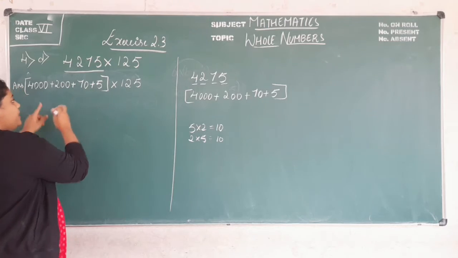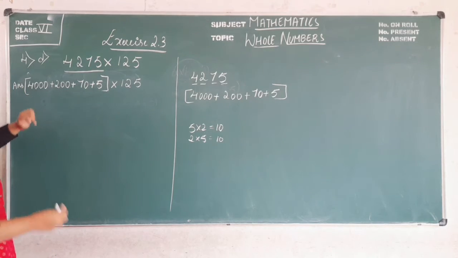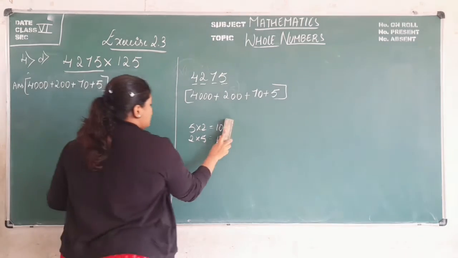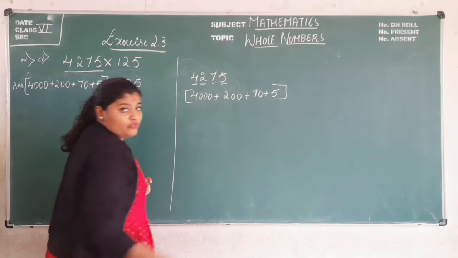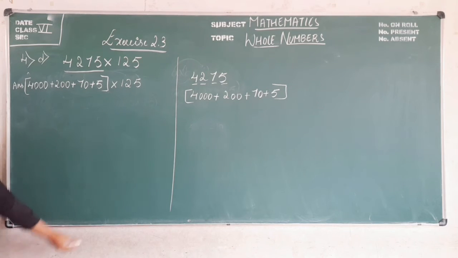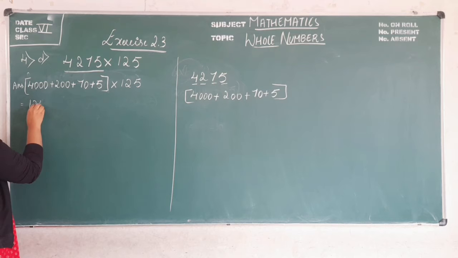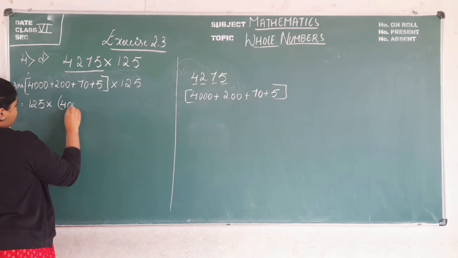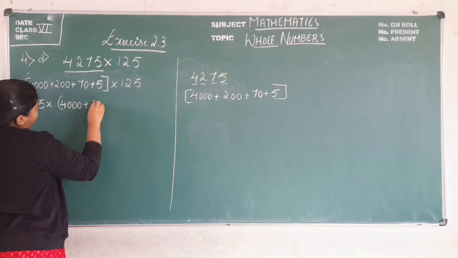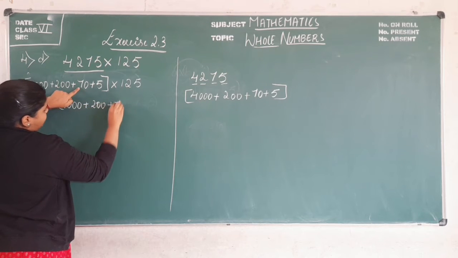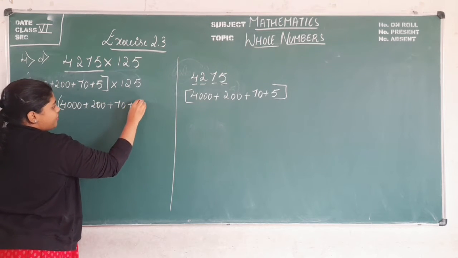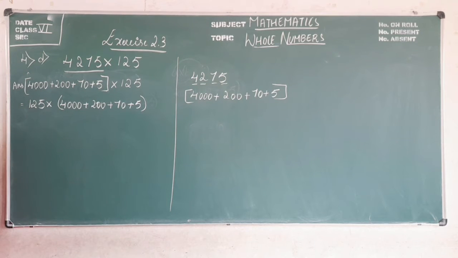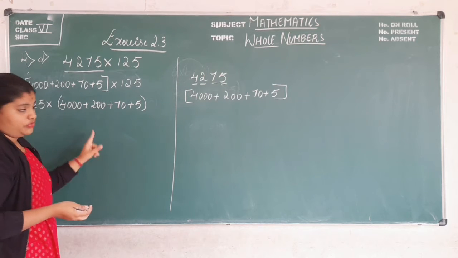So first I will be writing 125, then I will be writing the whole bracket. I am just changing the order of the numbers. So first I will write 125 into 4000 plus 200 plus 70 plus 5. Now, is this in the form of the distributive property? Yes, this is of the form of the distributive property.